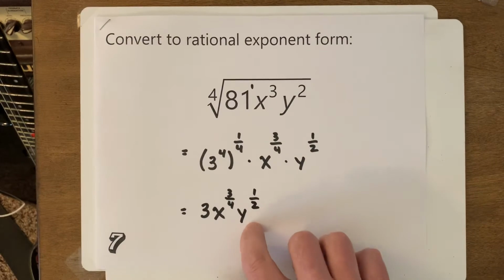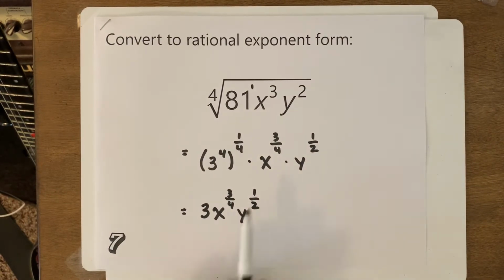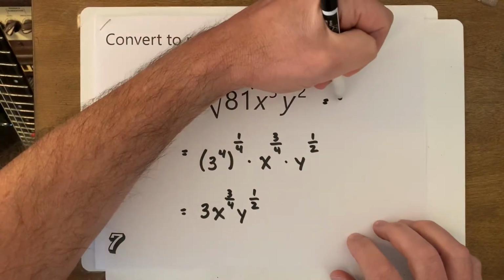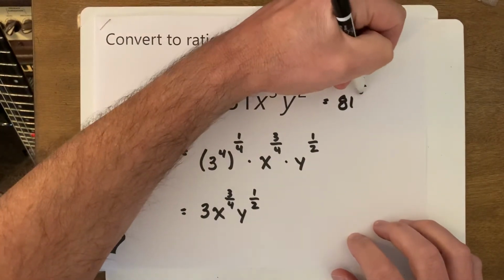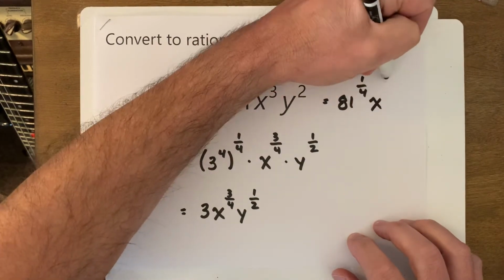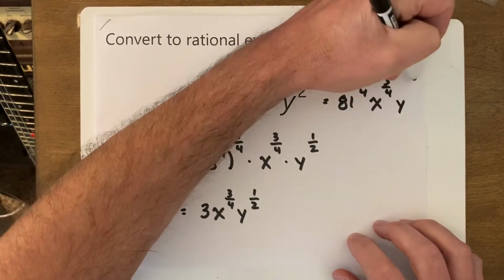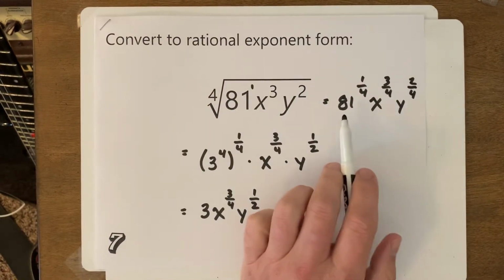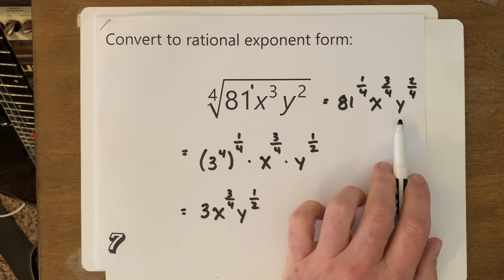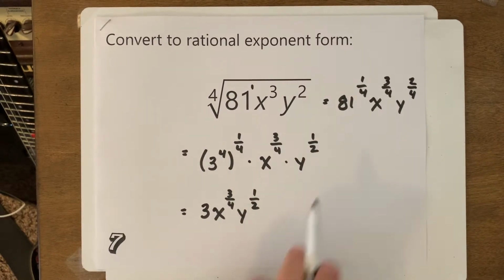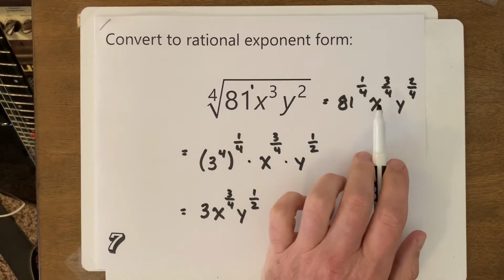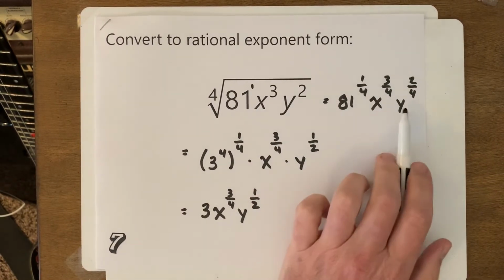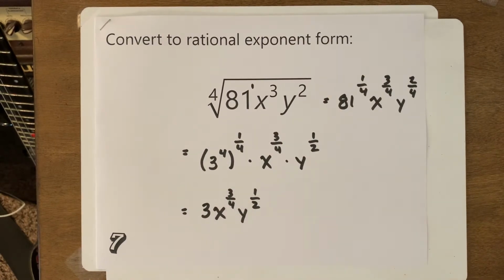So why am I doing it like this? Because students will arrive at an answer that's different. They might write something like this: 81 to the 1/4 x to the 3/4 y to the 2/4. And although they're not wrong, it's not simplified all the way. And so what happens is they get this answer, they look in the back of the book, they see this answer, and they're like, hey, I got it wrong because the only part I got correct was this. When in fact, they should have taken this, simplified it, and taken this and simplified it, and then you get the answer in the back of the book.